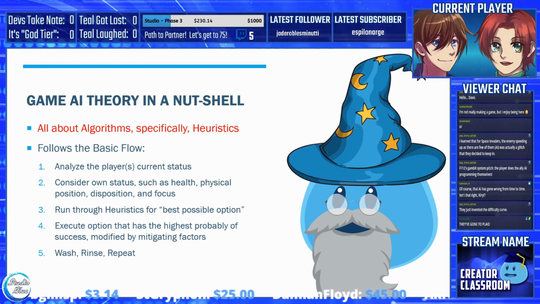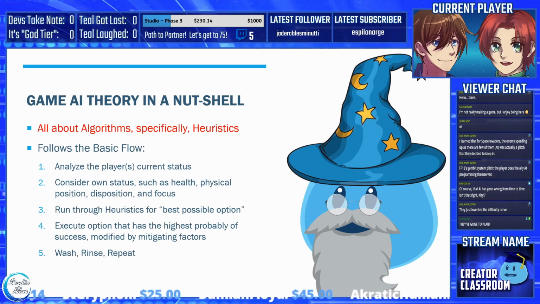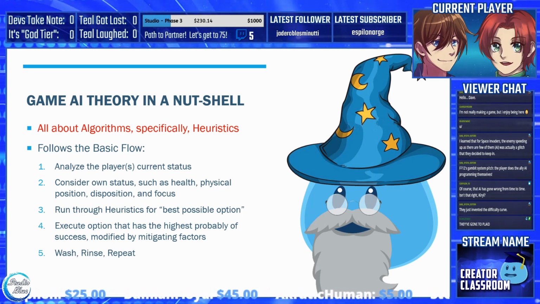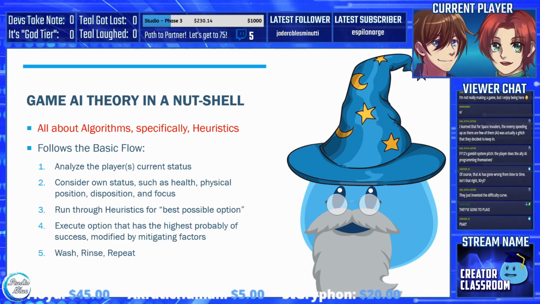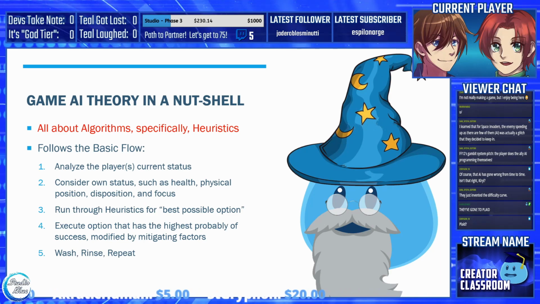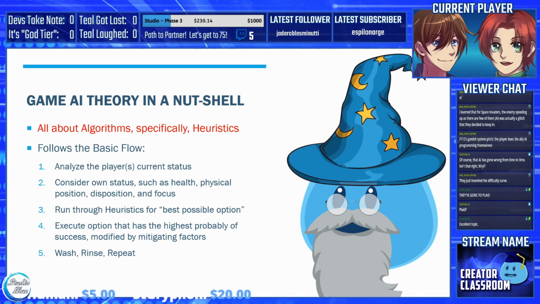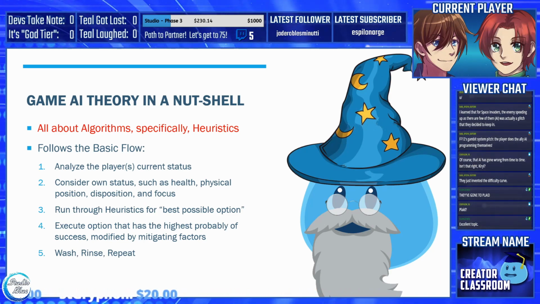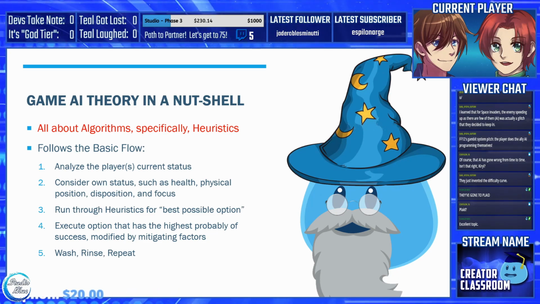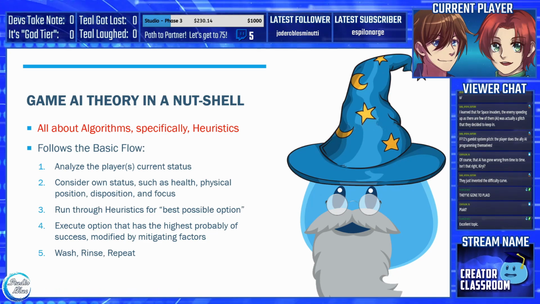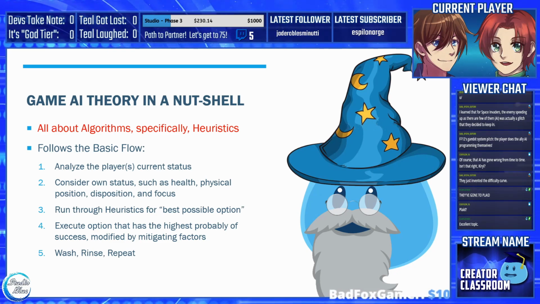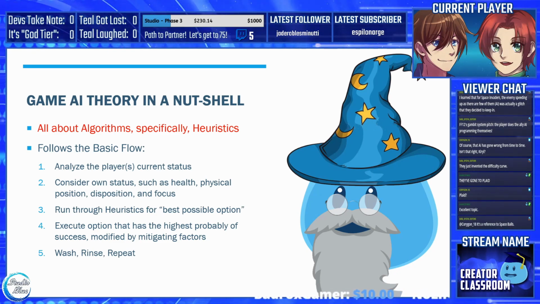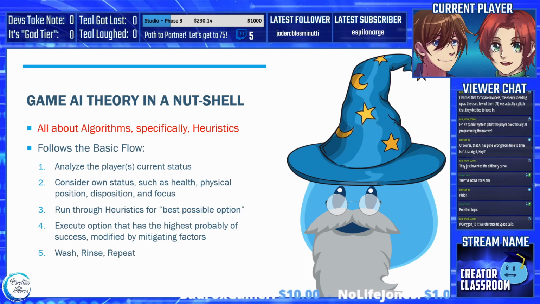We're talking about game AI. So the basic flow of game artificial intelligence is this. The first thing the AI does, remember, the AI is nothing but a set of algorithms, is analyze what the player is currently doing. Is the player moving? Is the player attacking? What is the player currently engaged in? What is the player's health? Just pick a thing related to the player.